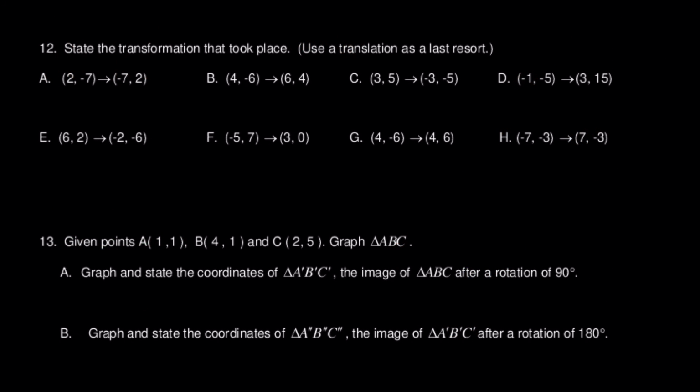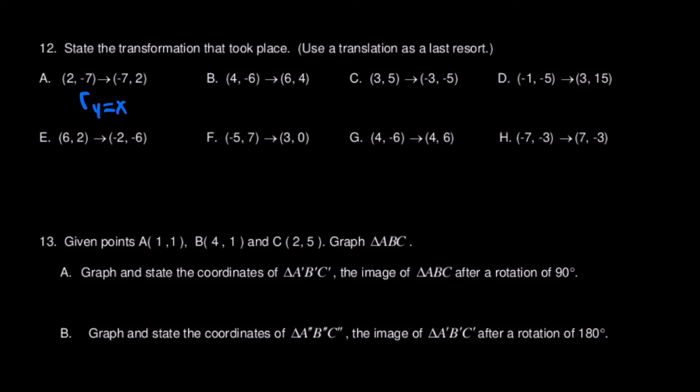Question 12. State the transformation that took place. Use a translation as a last resort. If you've got your study guide, that'll come in very handy here. What you want to do is look at the coordinates to see what changed. So if you notice, you go from (2, -7) to (-7, 2). I changed the order. When you change the order, that is a reflection in the line y equals x.